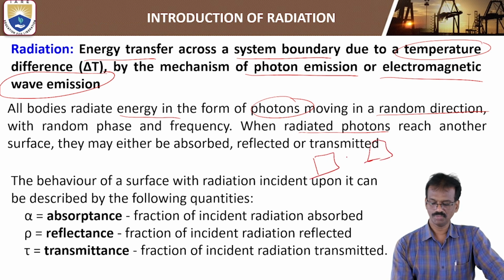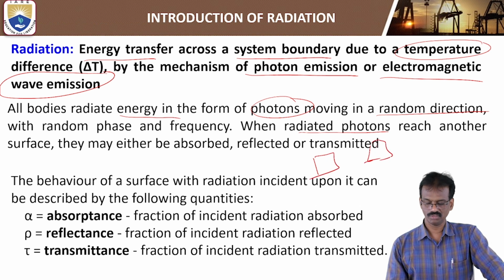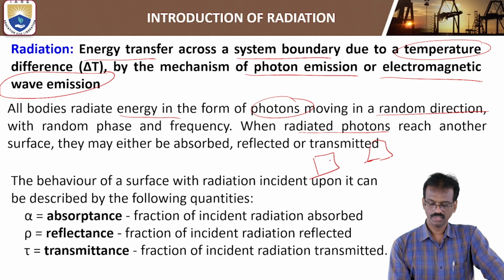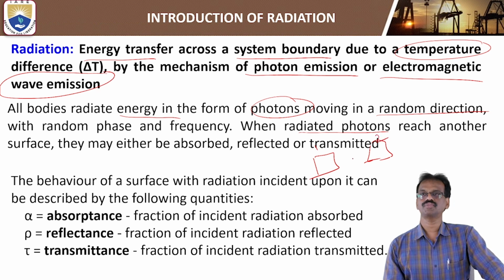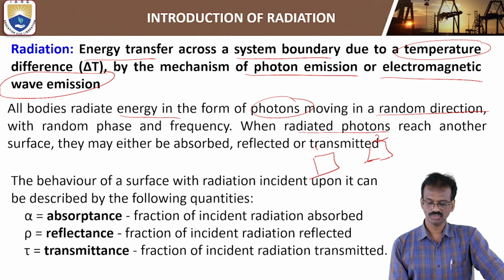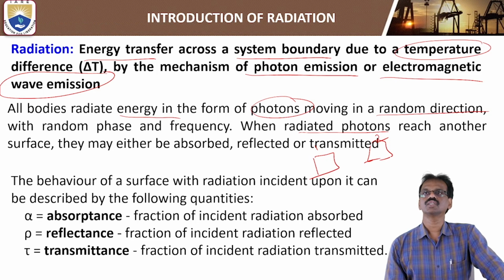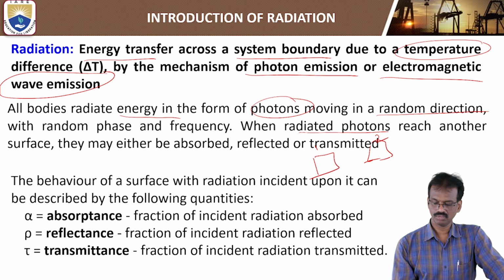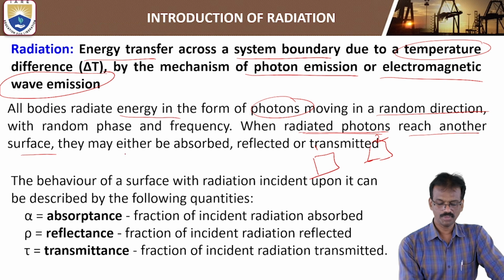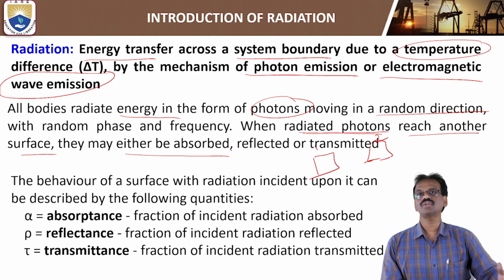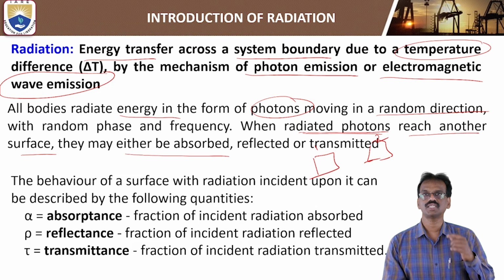So this is the emitting body, this is the receiving body. Just like heat energy transfer takes place from body 1 to body 2 by electromagnetic wave phenomena, it means in the form of photons. If the radiated photons reach another surface, here we will see three types of conditions.